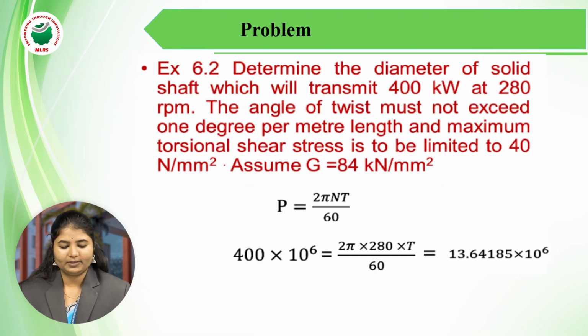We'll discuss a problem here. Determine the diameter of a solid shaft which will transmit 400 kilowatts at 280 RPM. The angle of twist must not exceed 1 degree per meter length, and the maximum torsional shear stress is to be limited to 40 Newton per mm square. Assume the modulus of rigidity G is equal to 84 kilonewton per mm square.